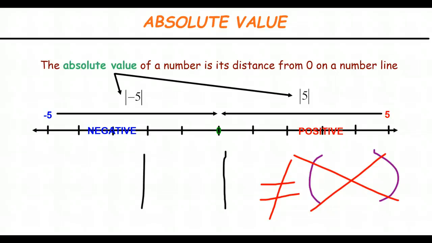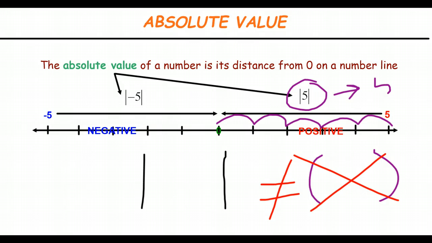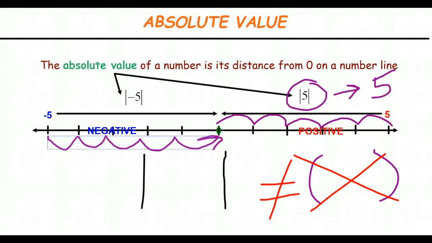Now, if we look at the absolute value of 5, the difference between 5 and 0 should be pretty intuitively a distance of 5. Now, negative 5 is also 5 whole number jumps away from 0 on a number line, but 5 is negative.